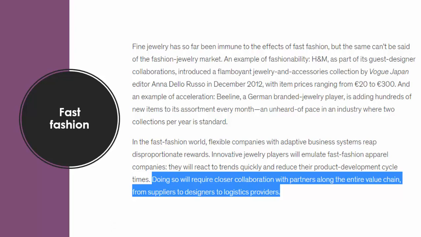In the fast fashion world, flexible companies with adaptive business systems reap disproportionate rewards. Innovative jewellery players will emulate fast fashion apparel companies. They will react to trends quickly and reduce their product development cycle times. Doing so will require closer collaboration with partners along the entire value chain, from suppliers to designers to logistics providers. This is going to be a very important point later on when we come back to opportunities.